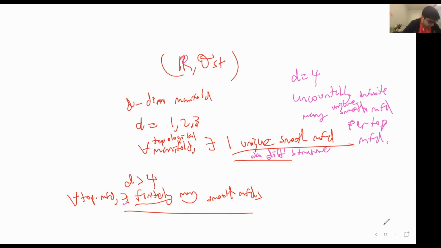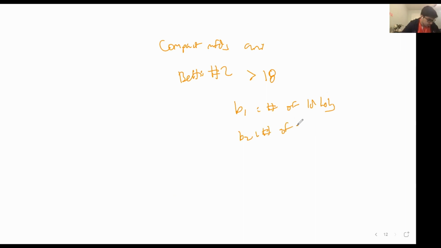It's basically like so for this uncountably many case, this is the case if these are non-compact manifolds. And then for the other case, if we have compact manifolds, then there's this thing, and Betti number 2 is greater than 18. What the Betti number means is that B1 is the number of 1D holes, and B2 is the number of 2D holes.